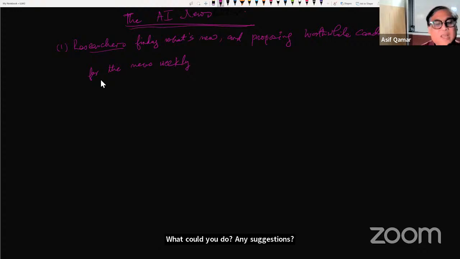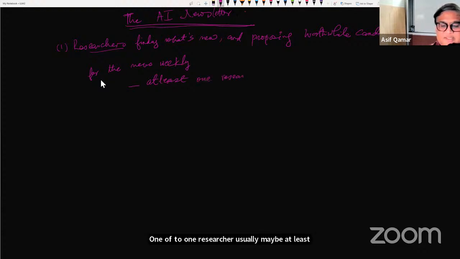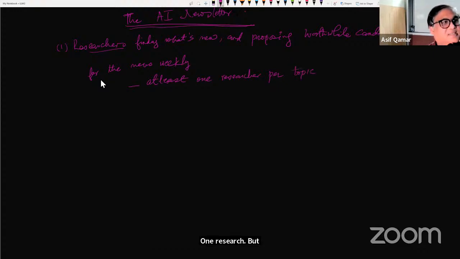The question is, if you are the New York Times and you're the head of the AI news, and every week in the Sunday edition you need to come out with an AI newsletter. One researcher per domain. Yes, what you would do is have at least one researcher per topic, isn't it? And that means that you need a few topics.